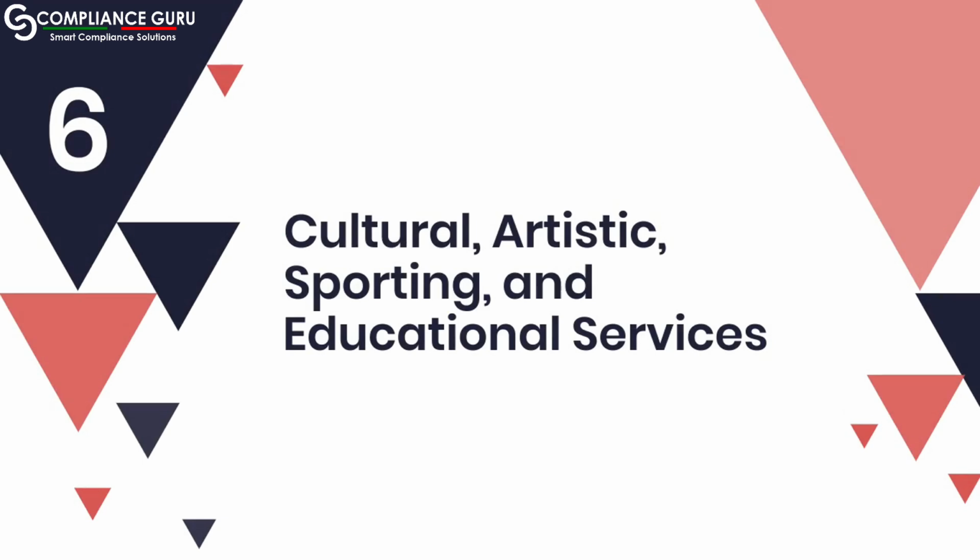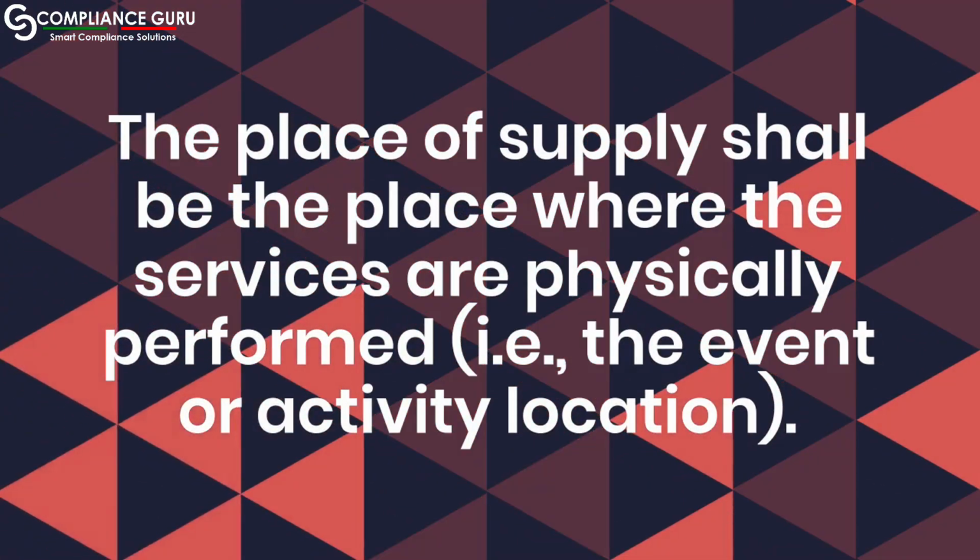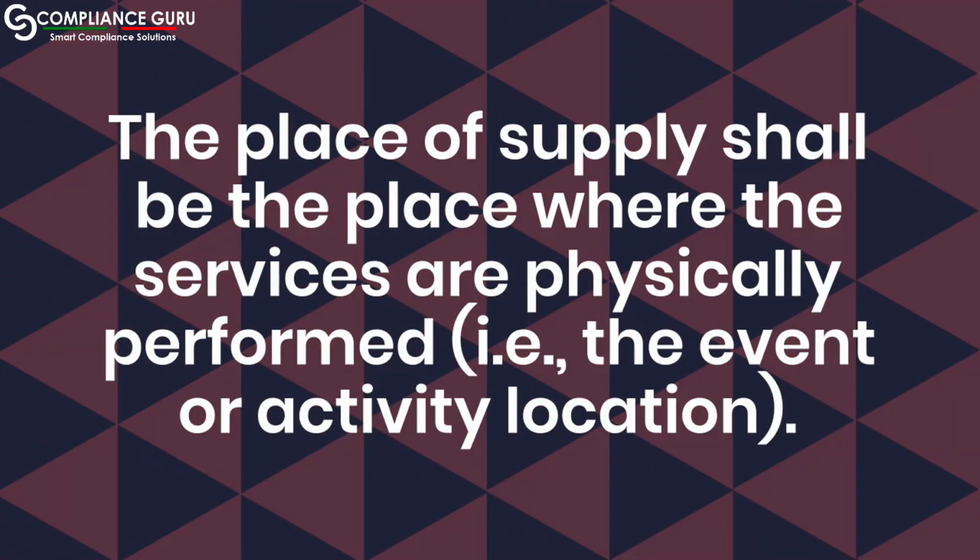6. Cultural, artistic, sporting, and educational services. For the supply of cultural services, artistic services, sporting services, educational services, or any other similar services, the place of supply shall be the place where the services are physically performed, i.e., the event or activity location.